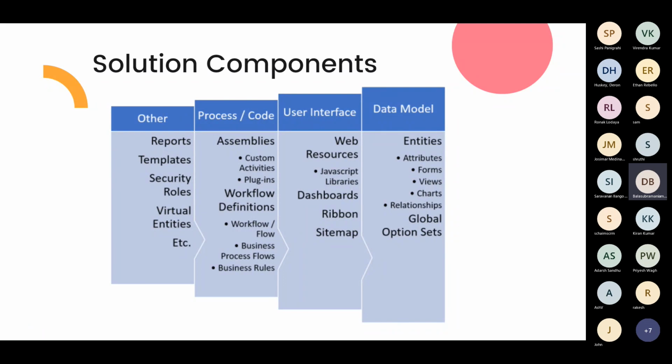So yeah, these are all the solution components. In a simplistic way, the solution is a container of all the application components in the Power Platform or Dynamics 365 CE. There are lots of components: entities with attributes, forms, views, charts, relationships, global option sets, web resources like HTML files, JavaScript and images, dashboards, ribbon, sitemaps. And we'll be writing lots of custom assemblies if we want to extend our requirement, like plugins, custom workflows, actions, Power Automate, business rules, business process flows, and out-of-box workflows. Apart from that, we have reports, email templates, document templates, security roles, and virtual entities. These are all the components the developer will be working on.